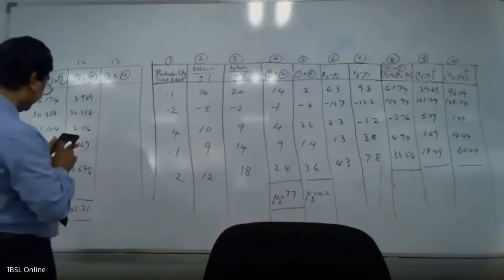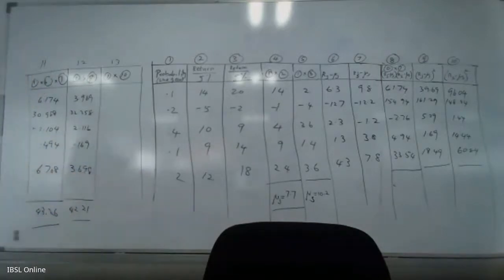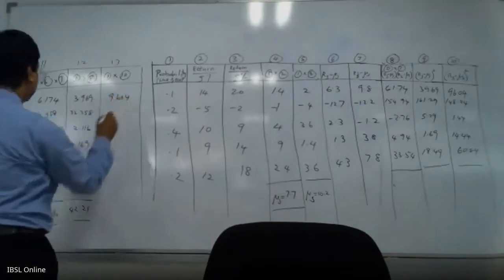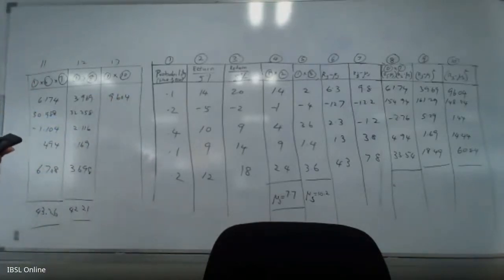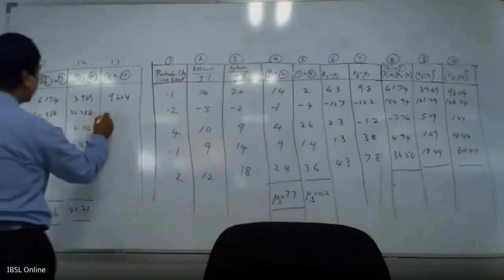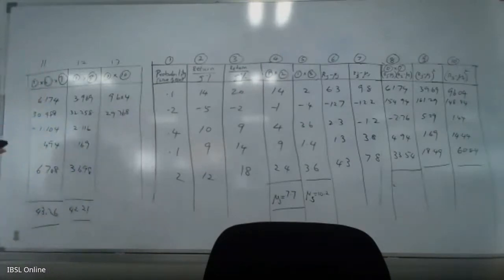Then we take column number 13, that is the multiplication of column number 1 and column number 10. That is 0.1 into 96.04, that is 9.604. Then the second value, 0.2 into 148.84. That is 29.768. And you get 0.4 into 1.44.